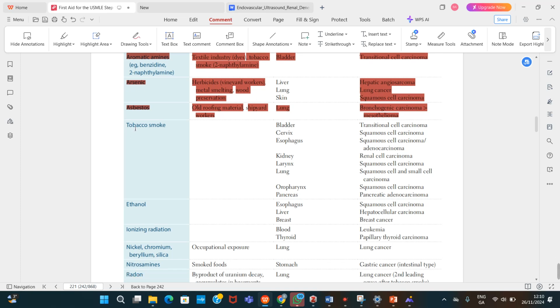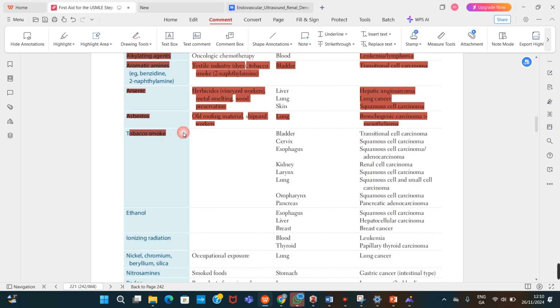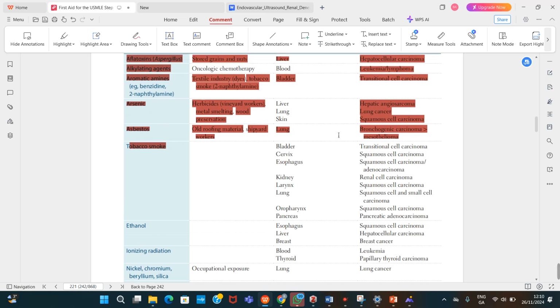What about tobacco smoke? Tobacco smoke contains 2-naphthylamine that can cause transitional cell carcinoma of the bladder. But the other ones are usually squamous cell. The cervix, squamous cell; esophagus, squamous cell; kidney, renal cell carcinoma of the kidney; larynx, squamous cell carcinoma; lungs, squamous and small cell carcinoma; oropharynx, squamous cell carcinoma; the pancreas, pancreatic adenocarcinoma.